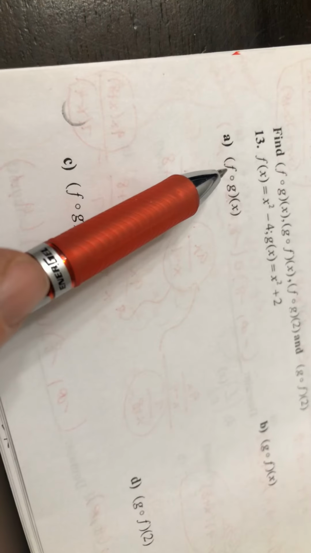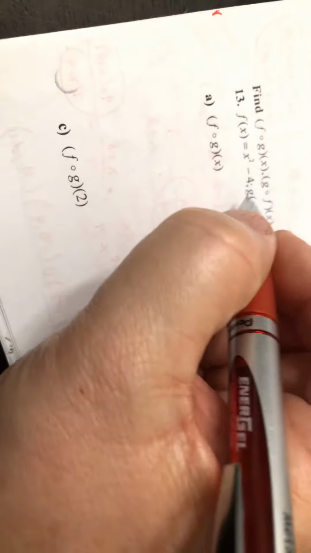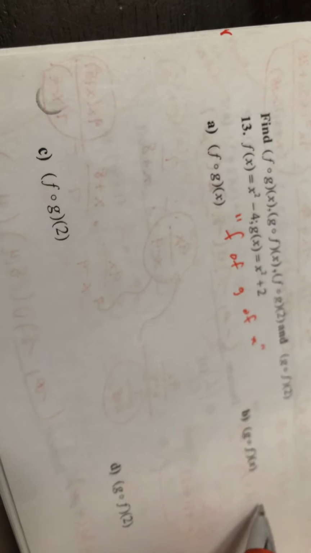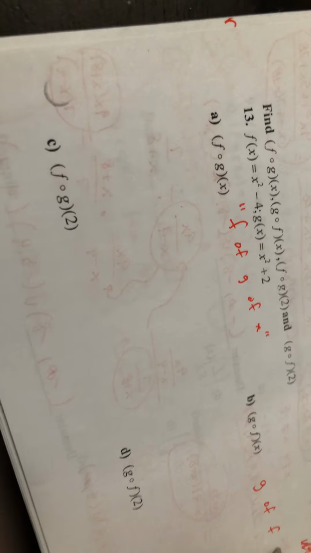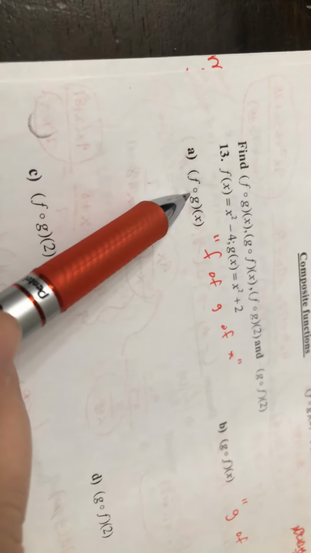So the first thing is I want to remind you, you read this as f of g of x. That's how you read that. And you read this guy g of f of x. That's how you read that. That is not multiplication. Okay, so this is where you have to plug one guy into the other guy.